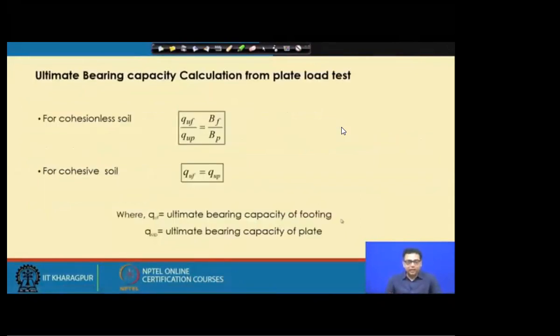Next one is the ultimate bearing capacity calculation from the plate load test. For cohesionless soil, the ultimate load carrying capacity of the foundation and the ultimate load carrying capacity of the plate can be correlated with the width of the plate and the width of the foundation. So, this is the correlation for cohesionless soil.